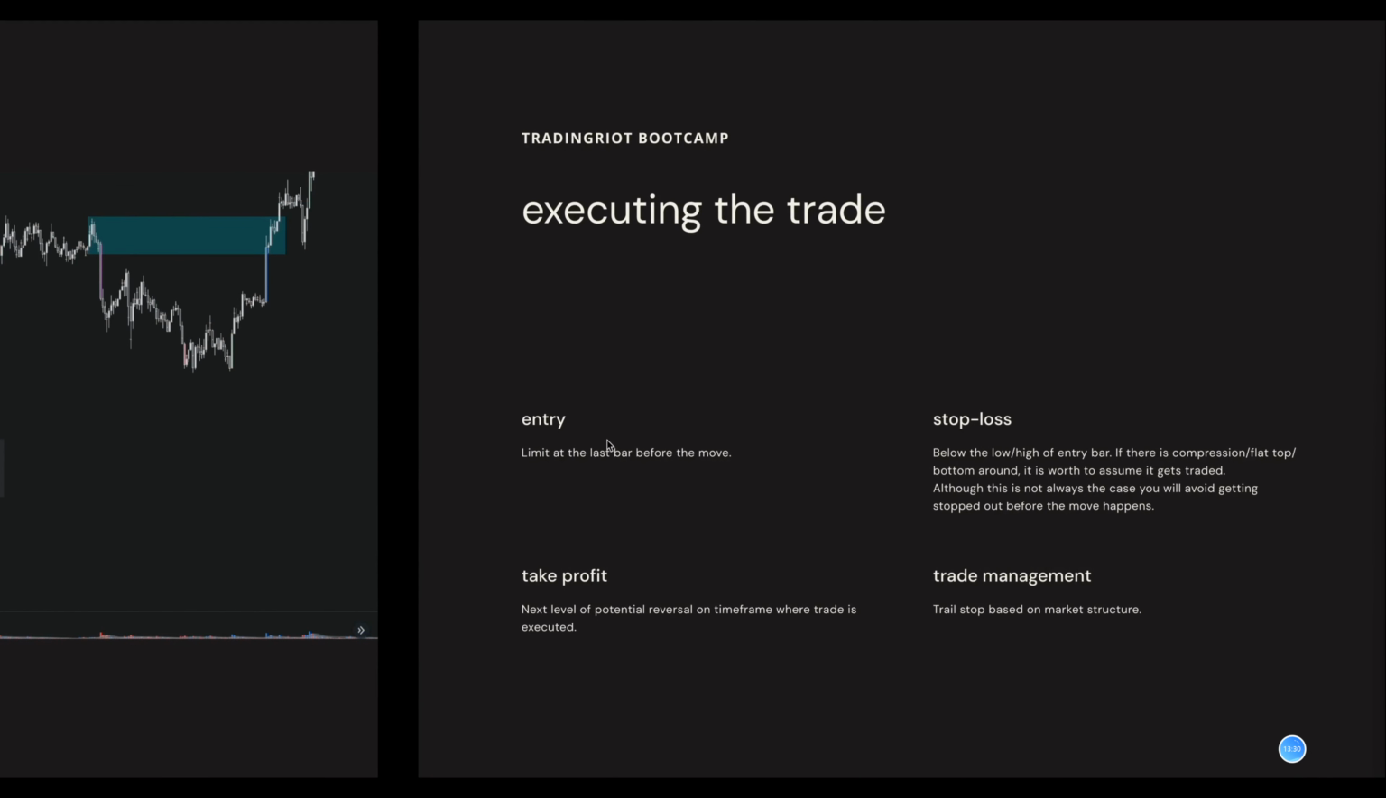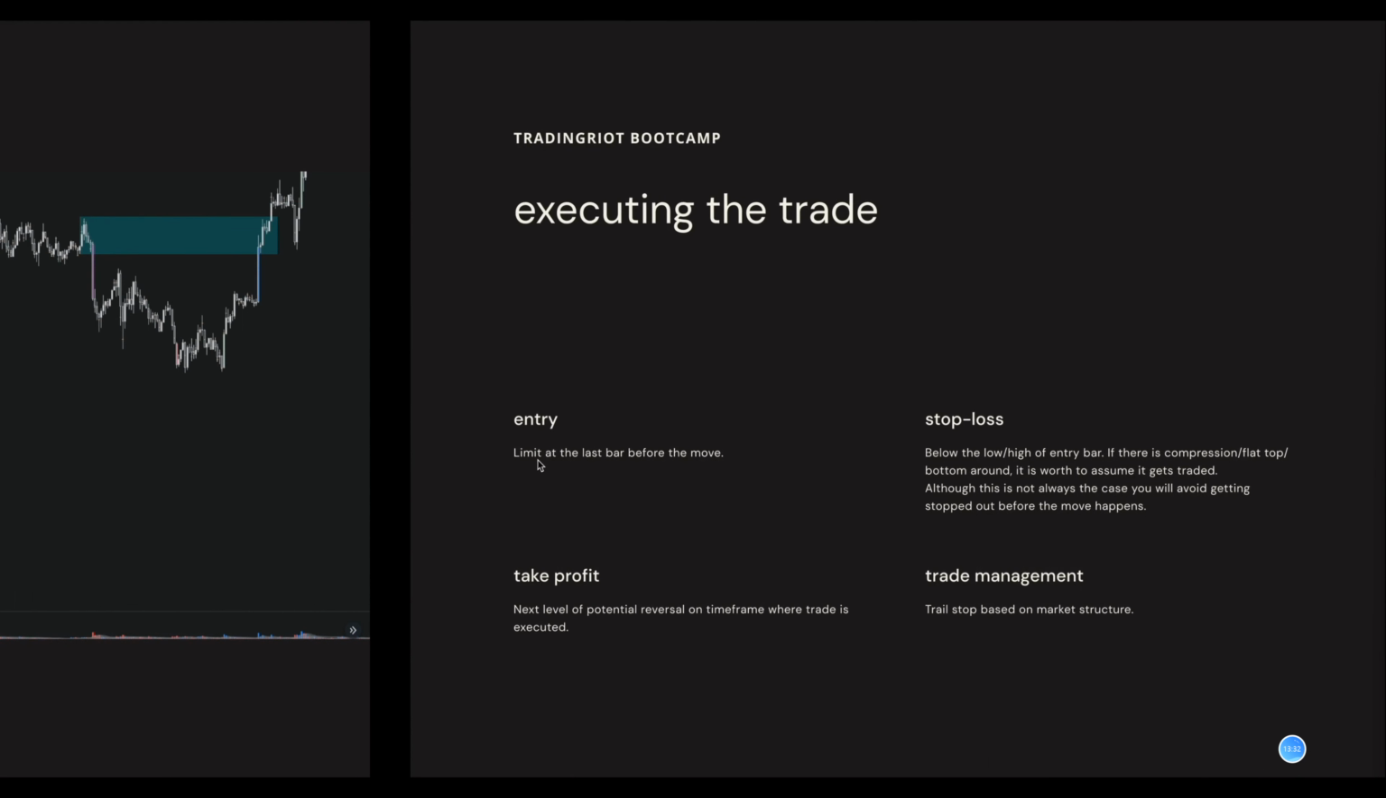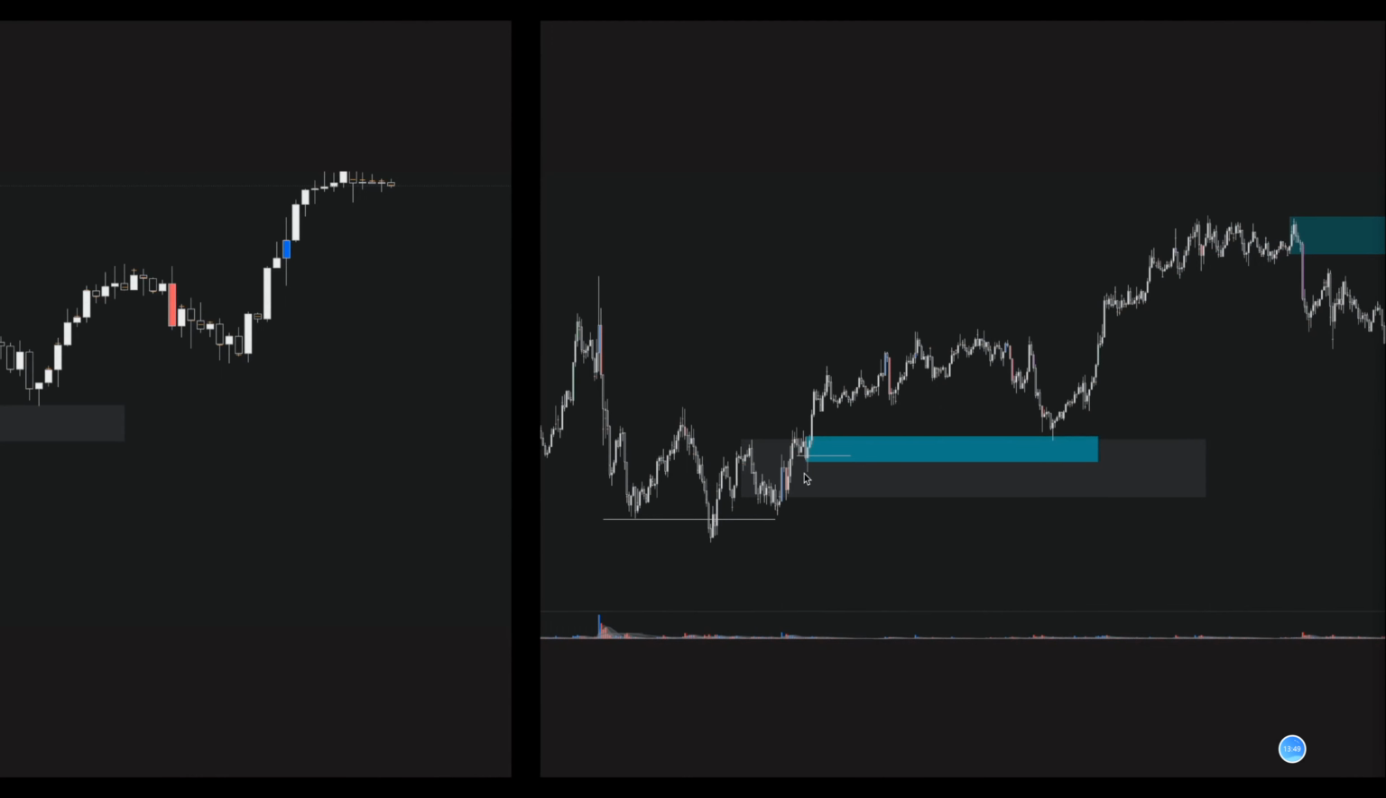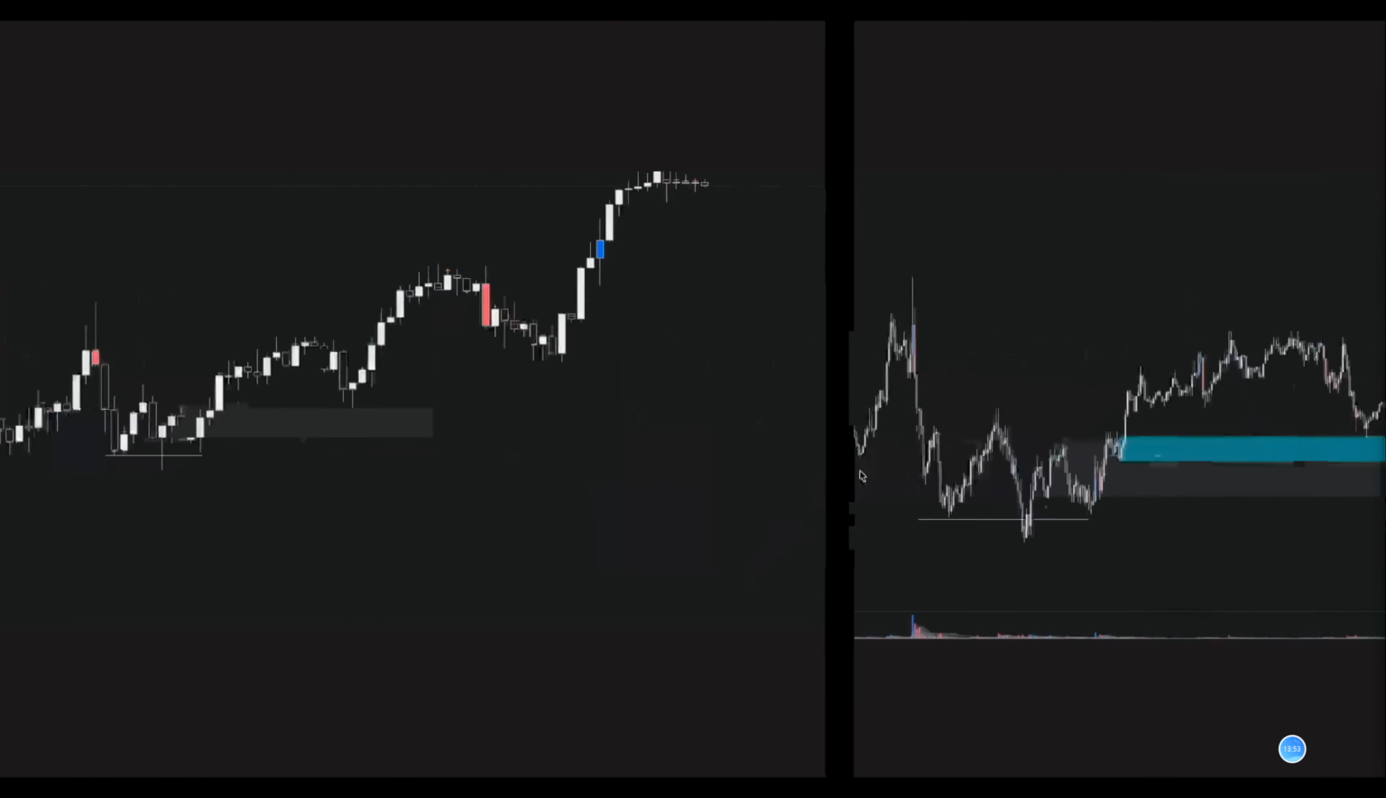So the limit order in this case is the best approach. Your stop loss is below the low or high of the entry bar. Sorry, there is a mistake here. It's not an entry bar. It's a cluster bar. It's below the high or low of the whole structure.